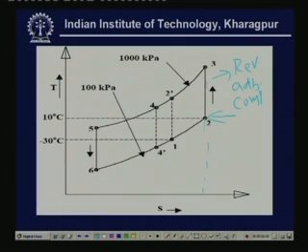And during this process the pressure increases from 100 kilopascal to 1000 kilopascal, and you can also see that the temperature is also increasing because of the compression. Okay. Next process is process 3 to 4.